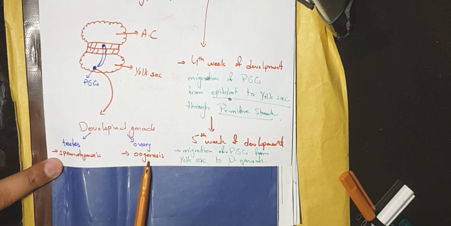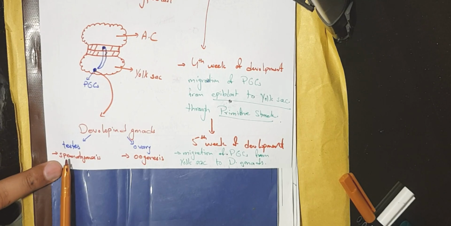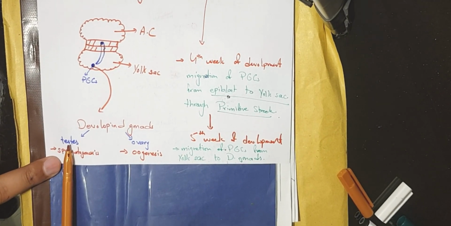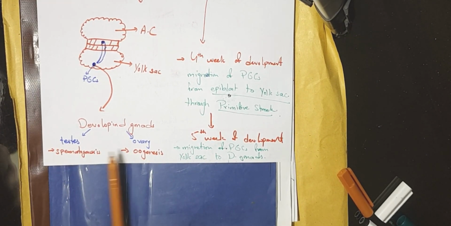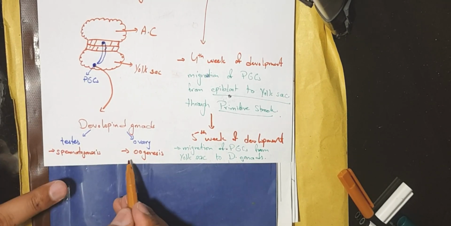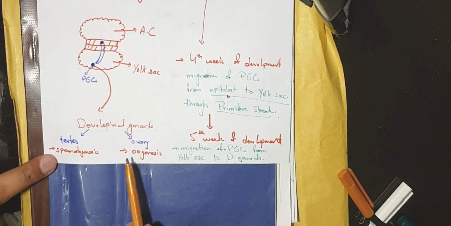In the ovary and in the testes, the maturation of these primordial germ cells is known as oogenesis and spermatogenesis respectively, and they both continue as different procedures. So we will explain both of them separately, starting from oogenesis.